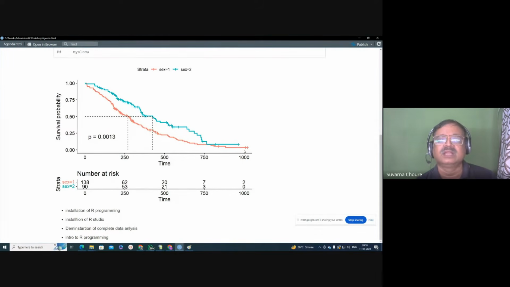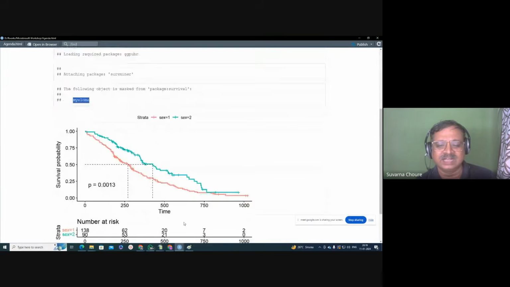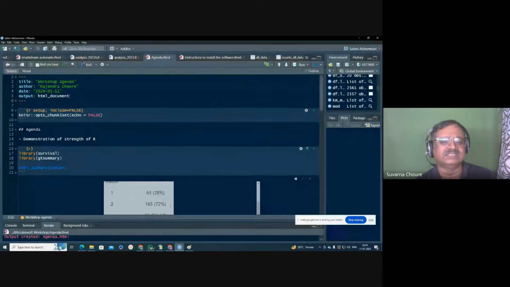Okay. That p-value is there. The median survival is also shown on the plot. Strata, sex 1, sex 2. Number at risk is also shown in proper format. Colors are also provided, everything. Okay. That cancer is myeloma, that is masked, and all those messages are there. I don't actually want those messages.